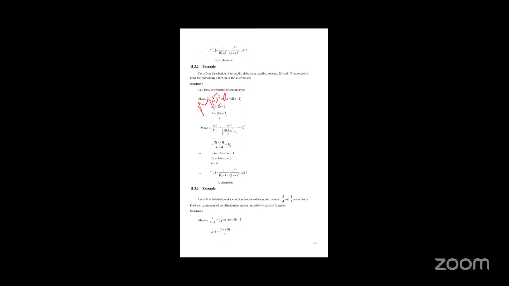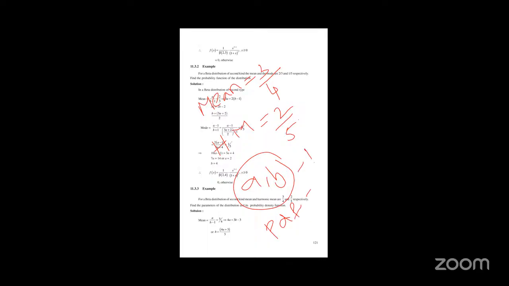Mean is equal to 3 by 4, and harmonic mean is equal to 2 by 5. So they are asking for the parameters, the A and B values, that you need to find out. Then they are also asking for the PDF, the probability density function. This you need to find out and this you need to find out.